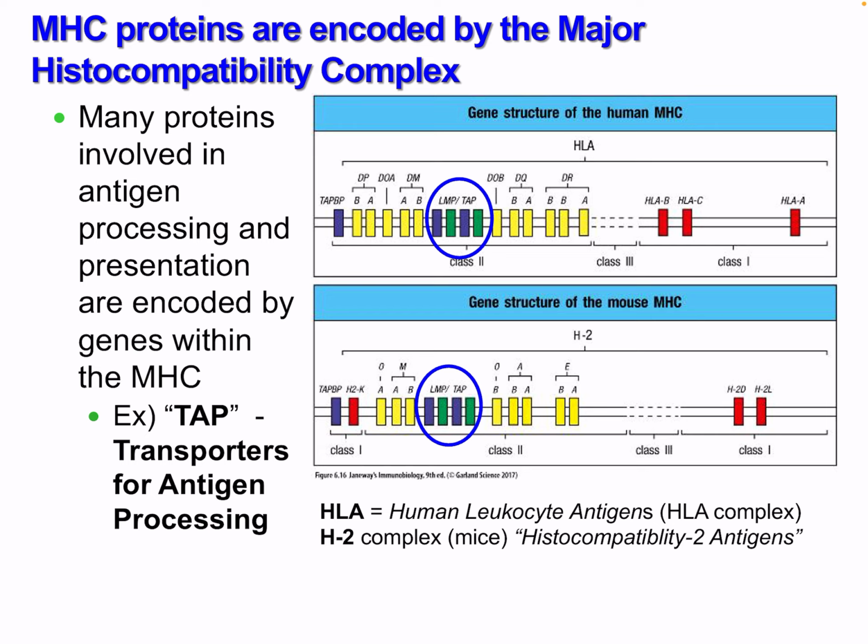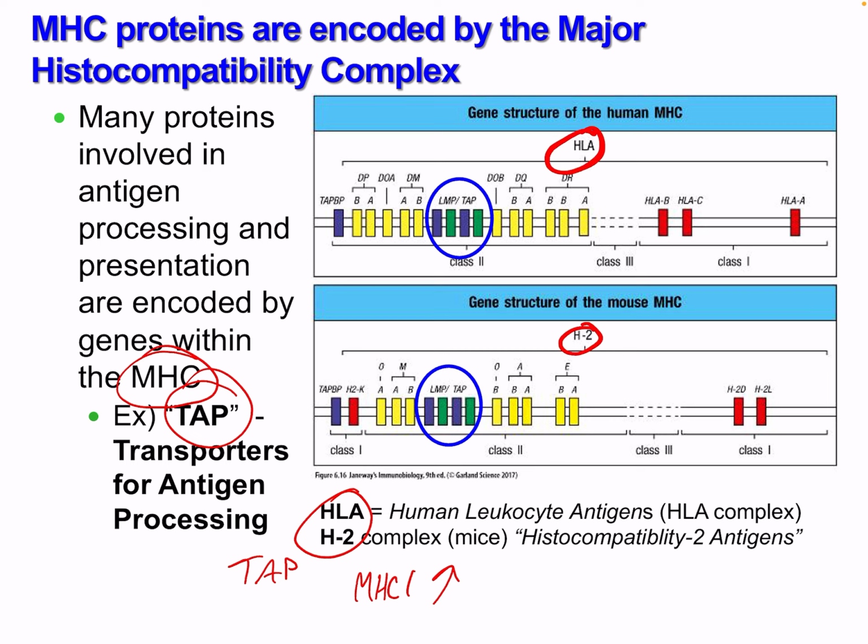Major proteins involved in antigen processing and presentation are encoded by genes within the MHC. An example is the TAP, which is a transporter for antigen processing. We'll get to TAP later, but this is super important in MHC1 processing to bring the peptide, or pathogen, or epitope to the surface. So again, HLA and H2. A lot of these textbooks and figures will compare the human with the mouse, and you can see a lot of the terminology is different. DP, DO, DM compared to the mouse are different, but we'll talk about these later.